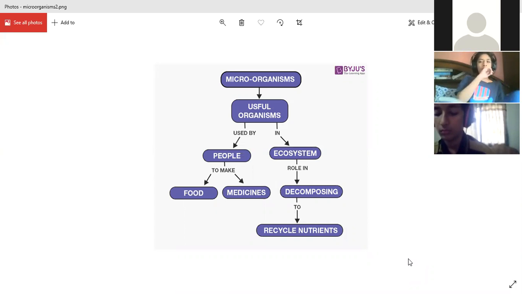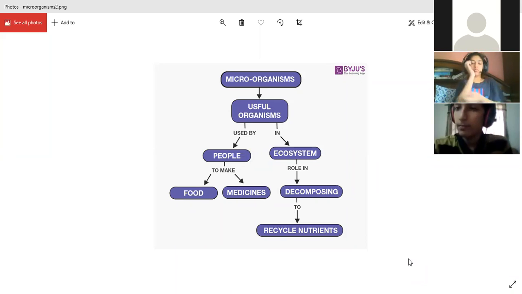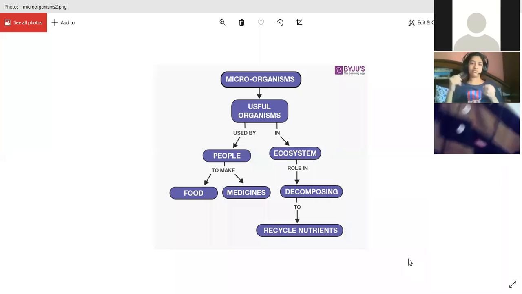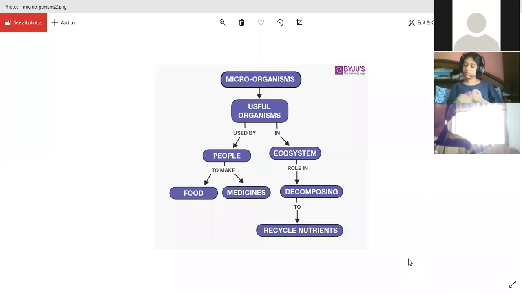Now microorganisms which are useful in and used by. Over here it is one dichotomous key in which it is written that these are the useful organisms, right? Now these useful organisms are used by people to make food and medicines. These four organisms that I have shown you in the previous picture, protozoa, bacteria, and fungi, are useful, and used by people in order to make food and medicines. आपने बहुत सारी medicines में भी देखा होगा, उसमें protozoa होता है. That is actually a bacteria.